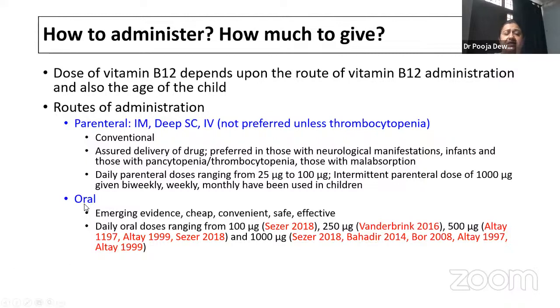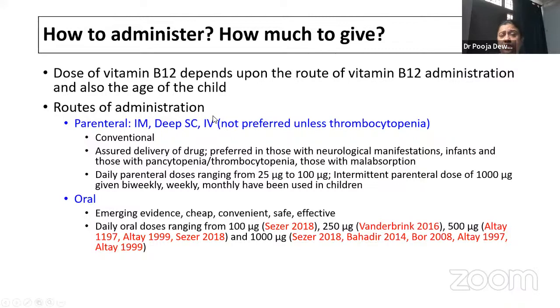So because of this reason, at least patients with neurological manifestations, infants with developmental delay or who are at risk for developmental delay presenting with B12 deficiency, those with pancytopenia or severe thrombocytopenia, and those with malabsorption, you would prefer this route. But in patients with thrombocytopenia, you have to be careful because giving an IM or a subcutaneous injection will lead to formation of a hematoma. So in these cases, you may be giving intravenously.